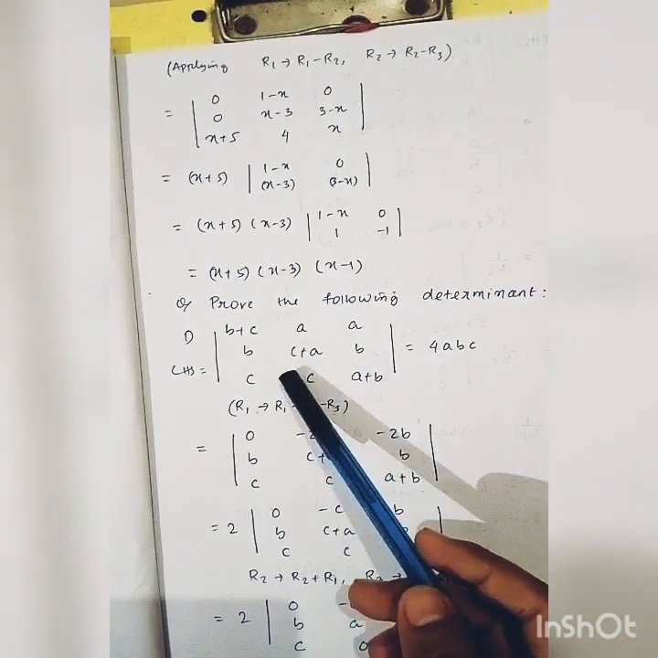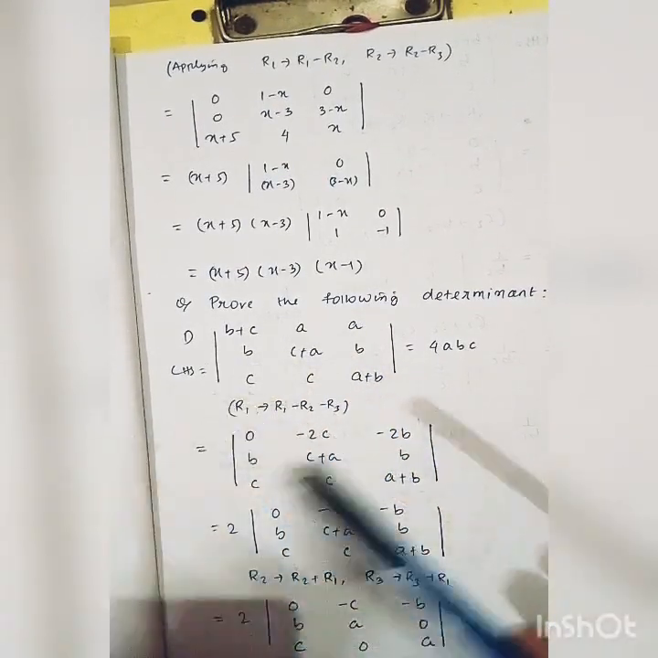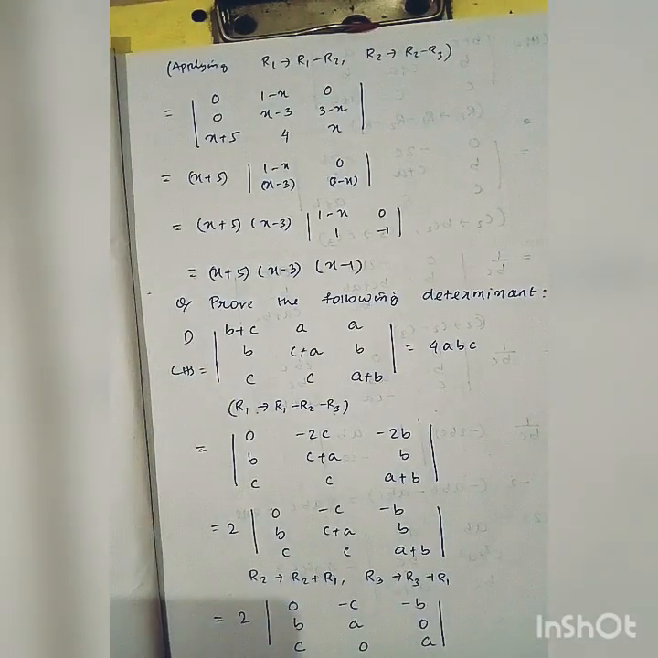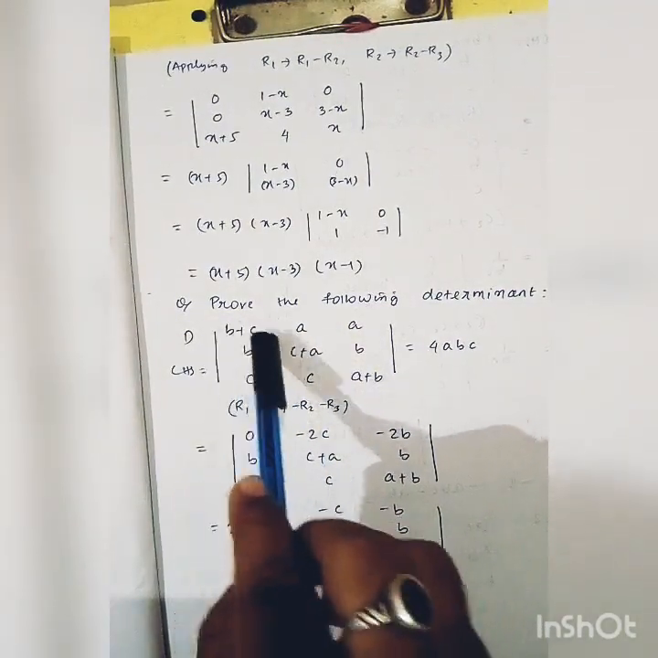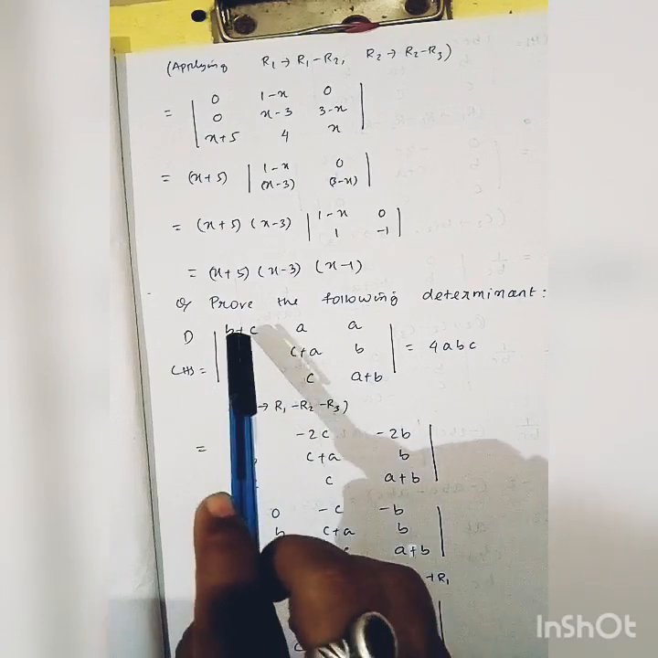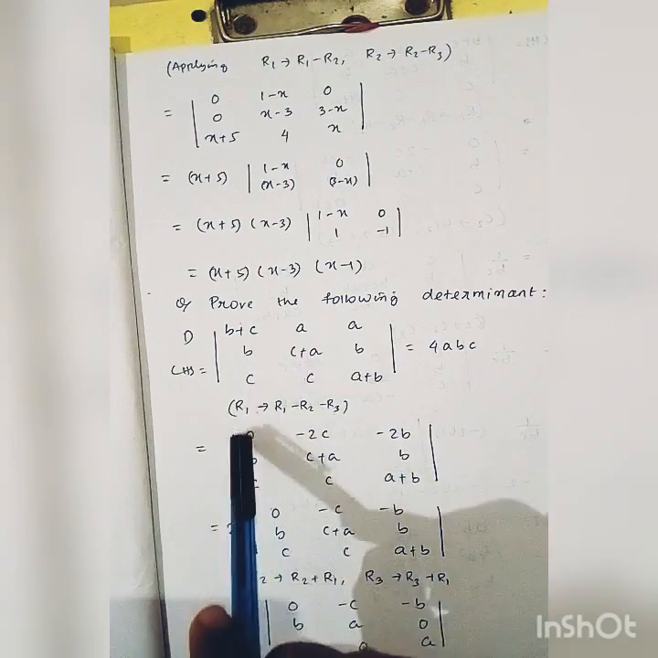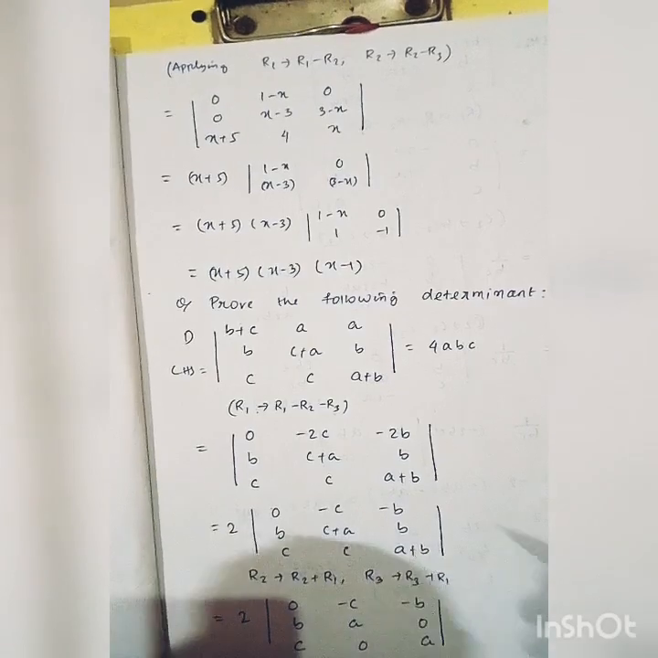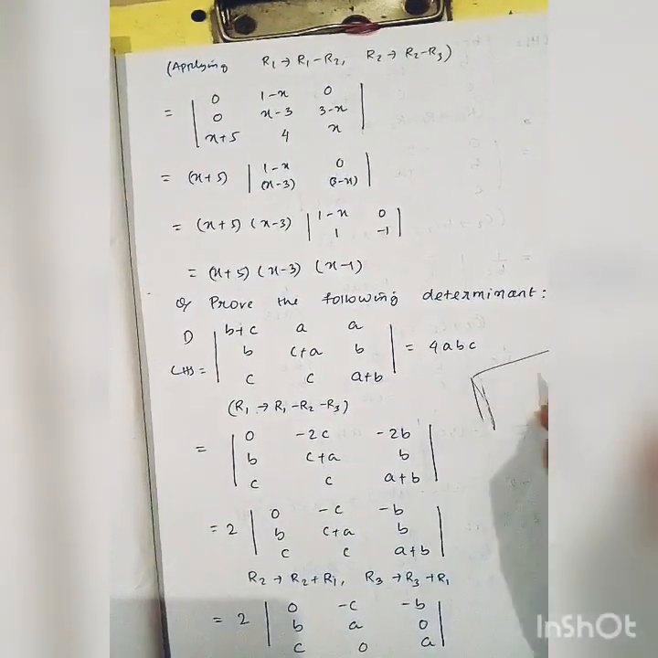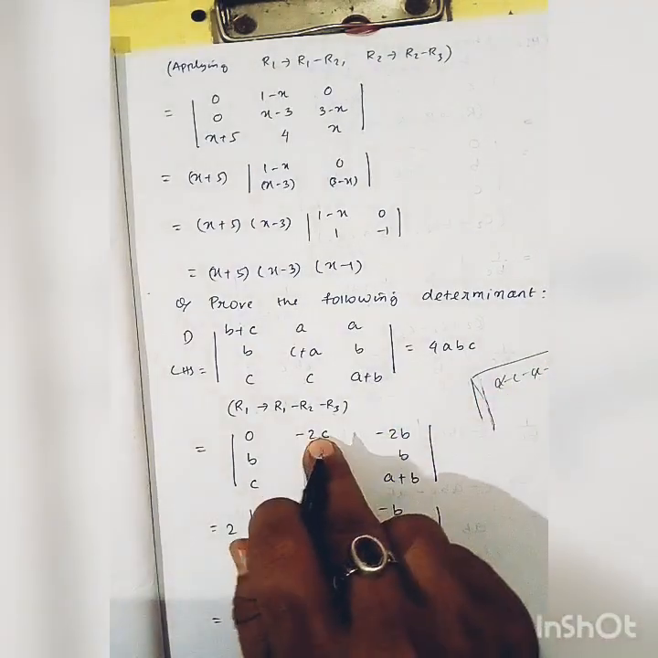As we are familiar with the expansion of row 1 and column 1, suppose you want to reduce this element to 0. This element is b plus c and again it is b plus c. If you apply the property row 1 minus row 2 minus row 3, then it reduces to 0. So by using this it is 0. Again it is a minus c minus a minus c, that is minus 2c.